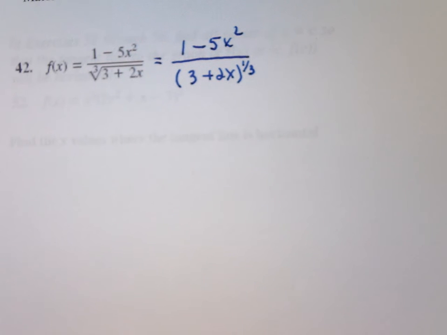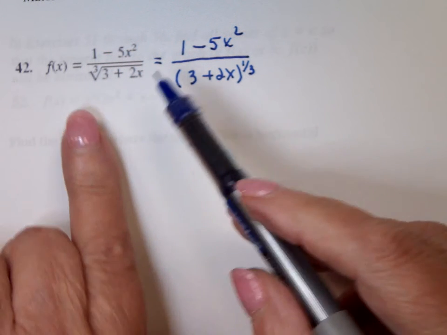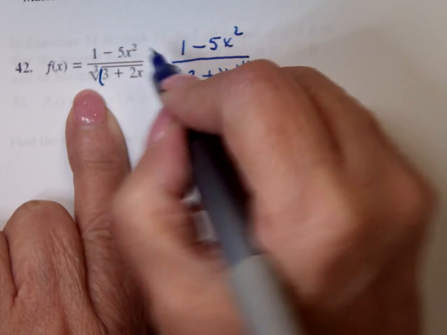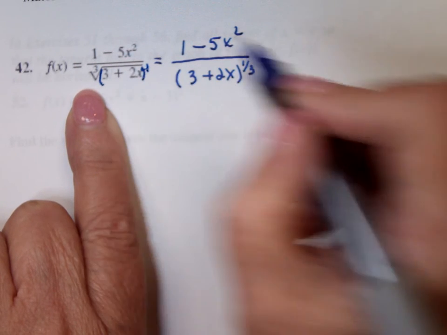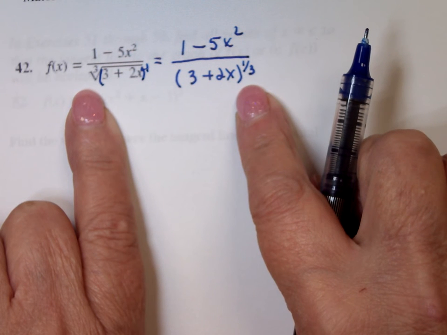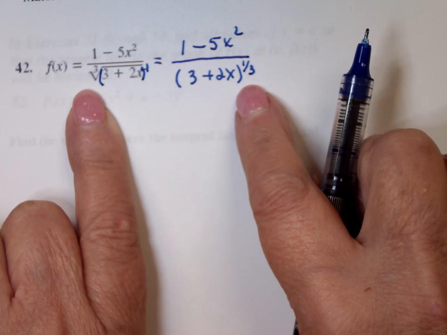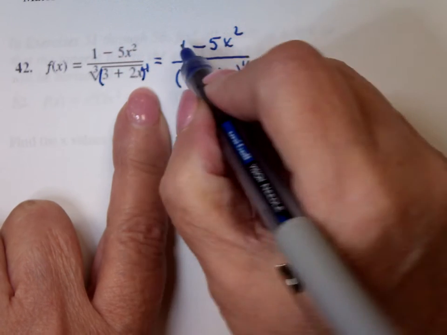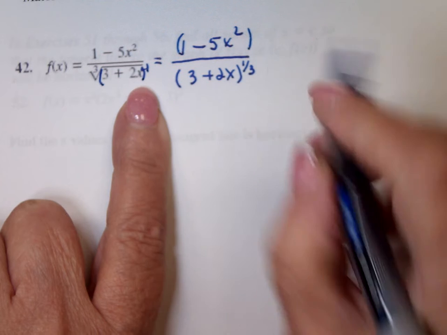Go on. So first thing we do, this radical is a cube root. That's the radicand to the 1 power. So I rewrite the denominator as 3 plus 2x to the 1/3 power. And the numerator is not a blob. It's just regular power rule.